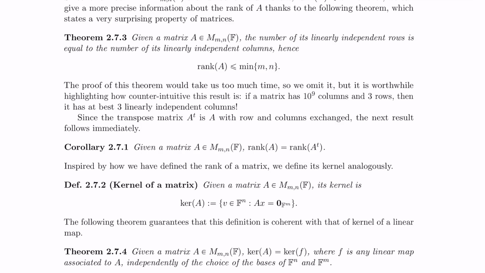This theorem is kind of shocking at first sight, right? Because if, for example, a matrix has a billion columns and just 3 rows, then the matrix has at best 3 linearly independent columns. An immediate consequence of the previous theorem is that the rank of a matrix coincides with the rank of its transpose.